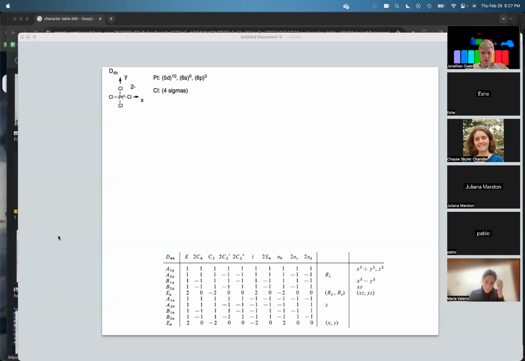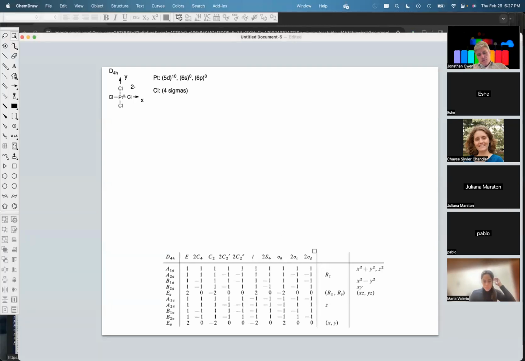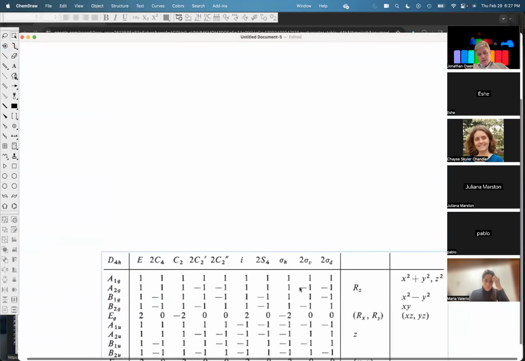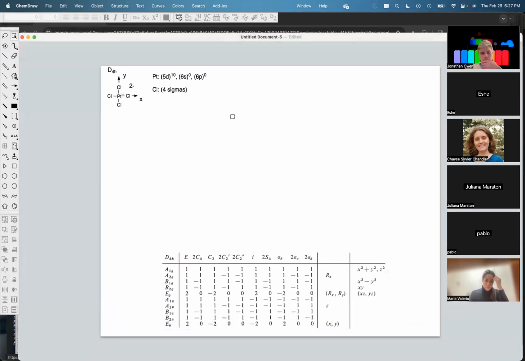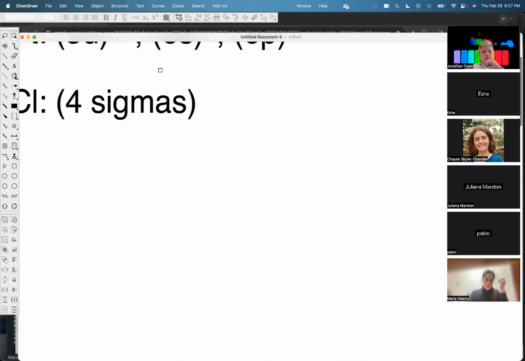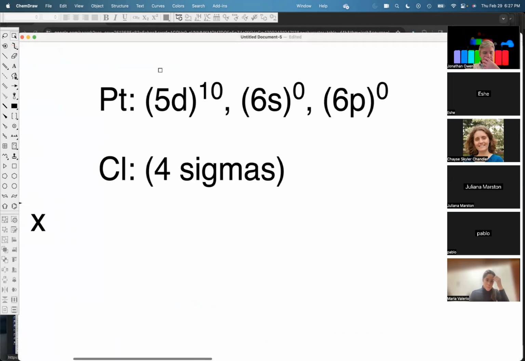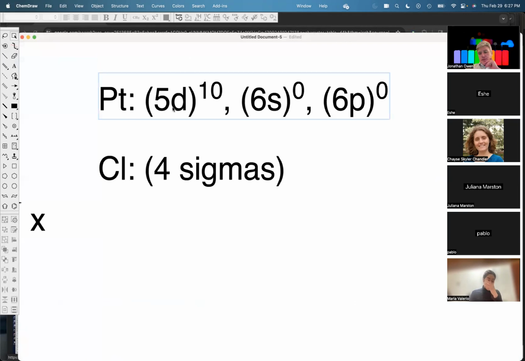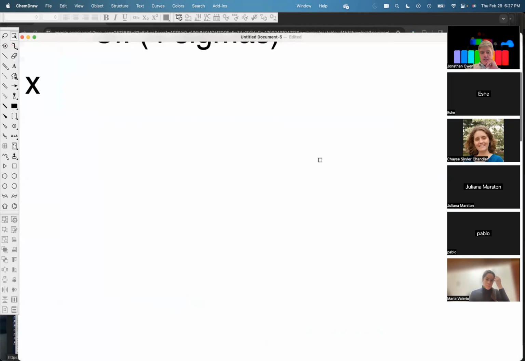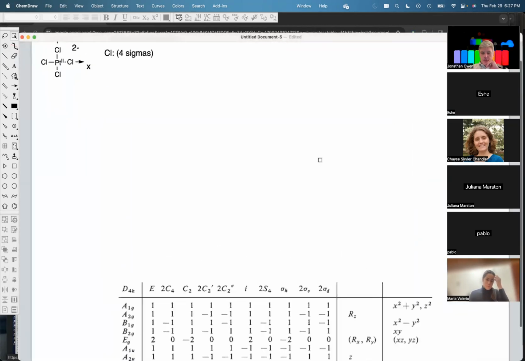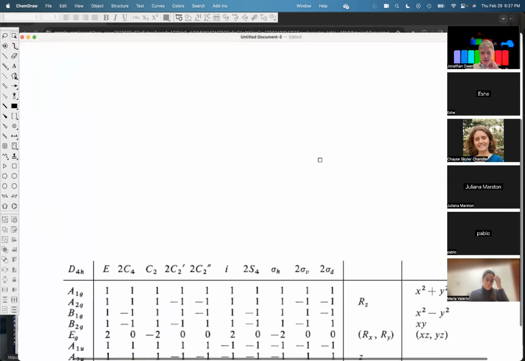Okay, so I'm going to tell you the answer now, now that you've had a chance to think about it. These are the orbitals involved. We've got the 5d, the 6s, and the 6p's. And because the platinum is the central atom, you could just look up the symmetries of these functions on the character table. It tells you. So here's a character table for D4h.